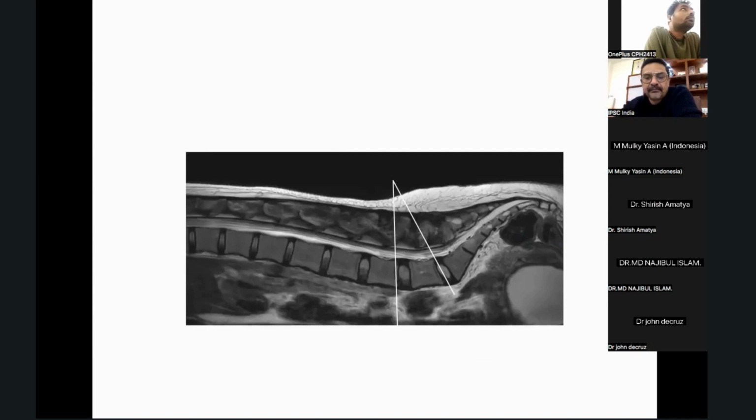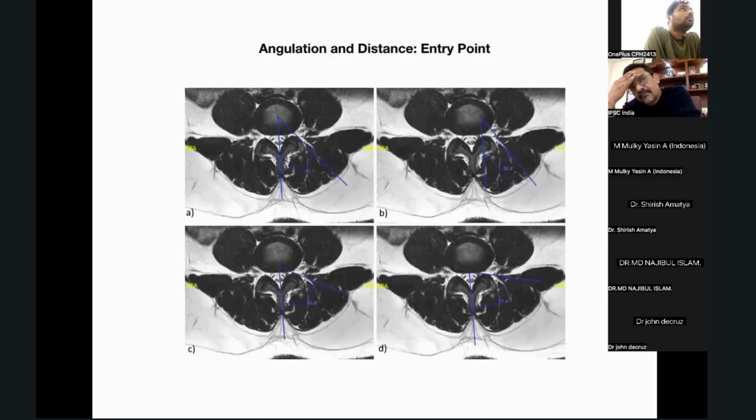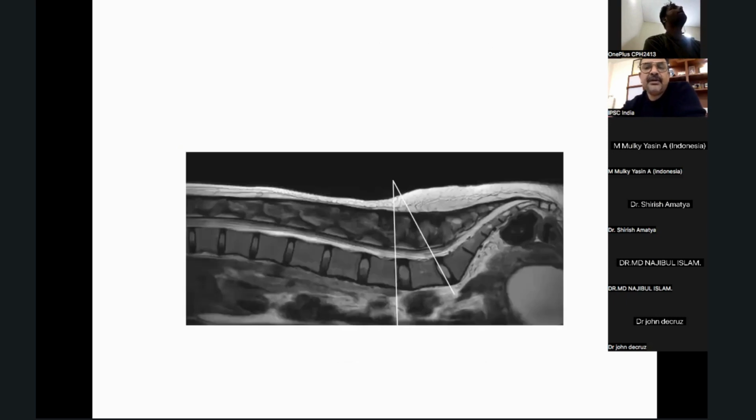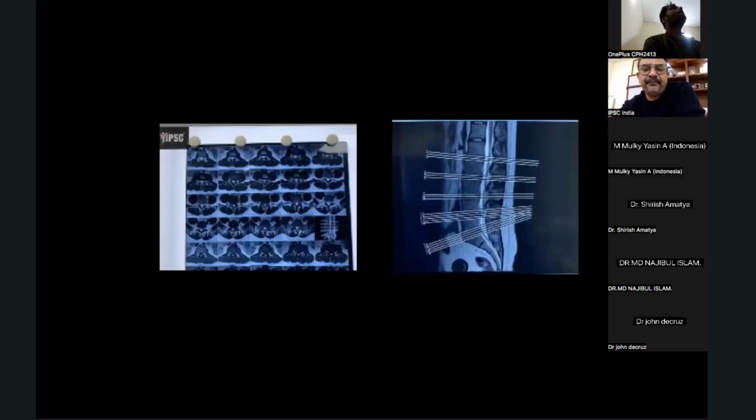The only place where you have to angle it really steep is at L5S1. And the angle of the needle is around 25 to 30 degrees to get in. Yeah, so everything depends on the patient. If the patient is very obese, then the habitus will also change the entry point.